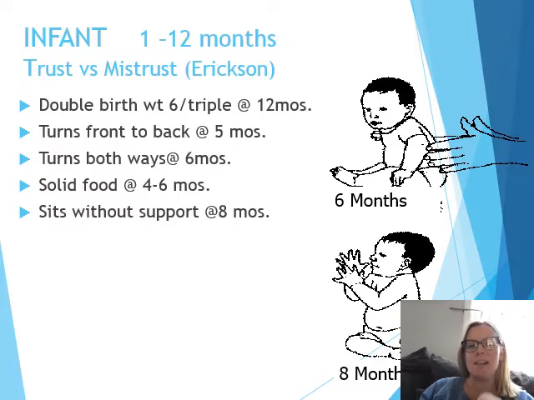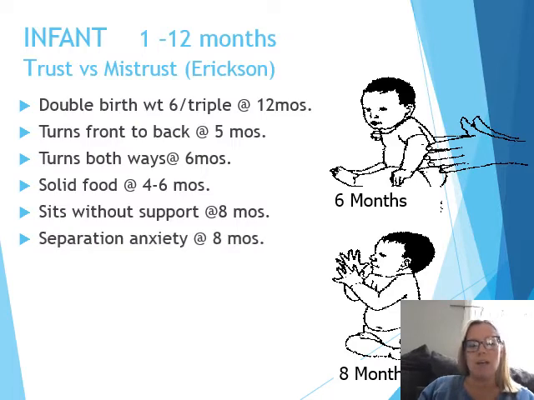They can start to sit up without support at 8 months. So they should have good neck and back control at 8 months. They start to develop some separation anxiety as well at this time. So you're going to notice that when mom starts to go off to work, or if dad goes off to work, anytime a stranger may come in and take the baby, like if you're at the doctor's office, if mom walks out, they're going to get some anxiety.